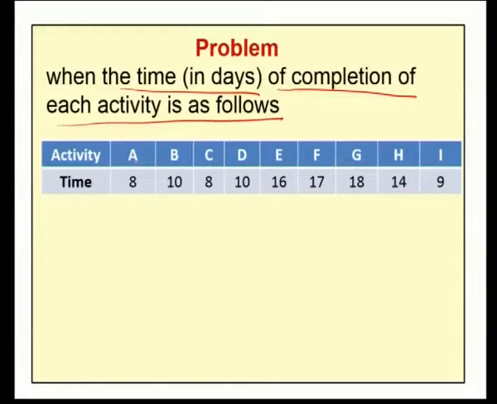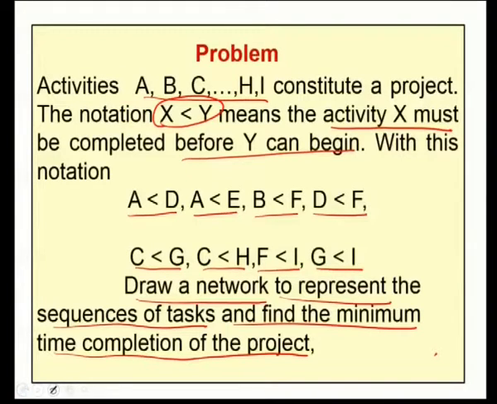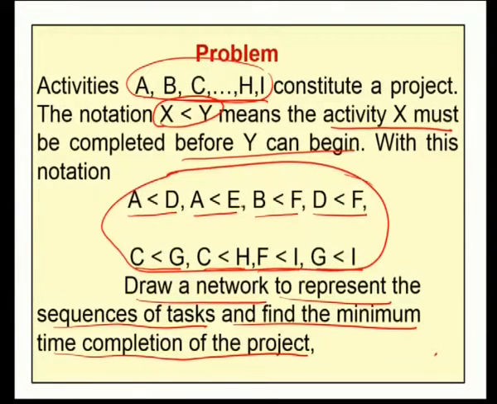The activity A normal time is 8 days, for activity B 10, for activity C it is 8 days, for activity D 10 days, E 16 days, for F it is 17 days, for G it is 18 days, for H it is 14 days, for I 9 days. So, the given problem has activities from A to I which constitute a project. Now, the precedence relation and successor relation between these activities is given.